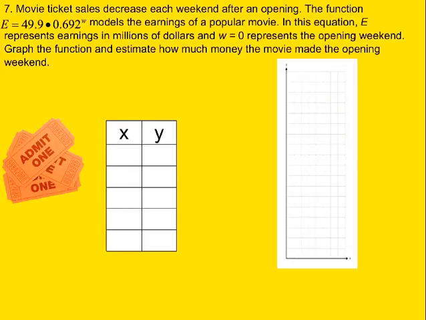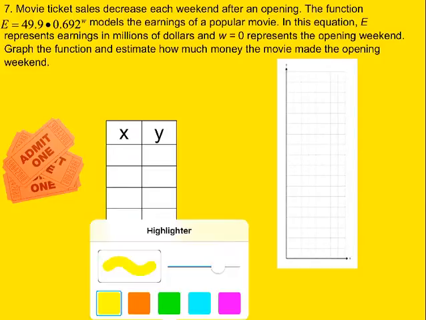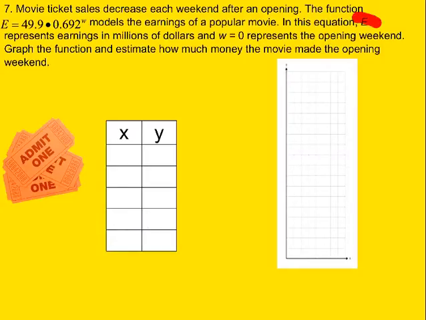So now we're going to do the second part of the Unit 6 Notes 2 video. So let's take a look at this word problem. It says that movie sales decrease each weekend after opening. The function E equals 49.9 times 0.692 to the W models the earnings of a popular movie. In this equation, E represents the earnings in millions of dollars, and W represents opening weekend.